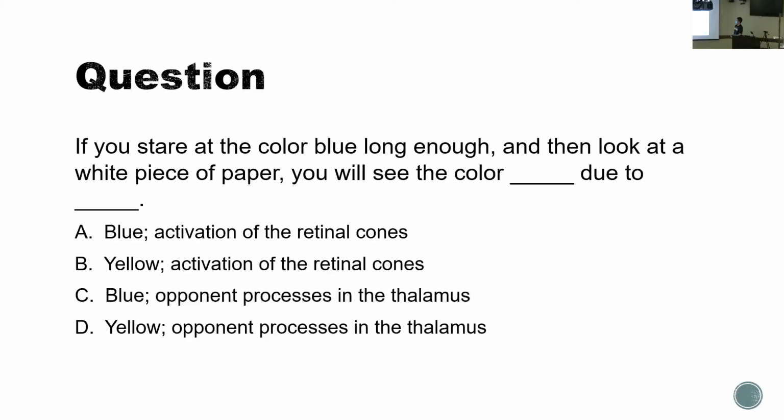If you stare at the color blue long enough, and then look at a white piece of paper, you will see the color what? Due to what? D? I hear D. Any other ideas, opinions? Okay, so it's D. Very good. So that's the opponent process in your exams.